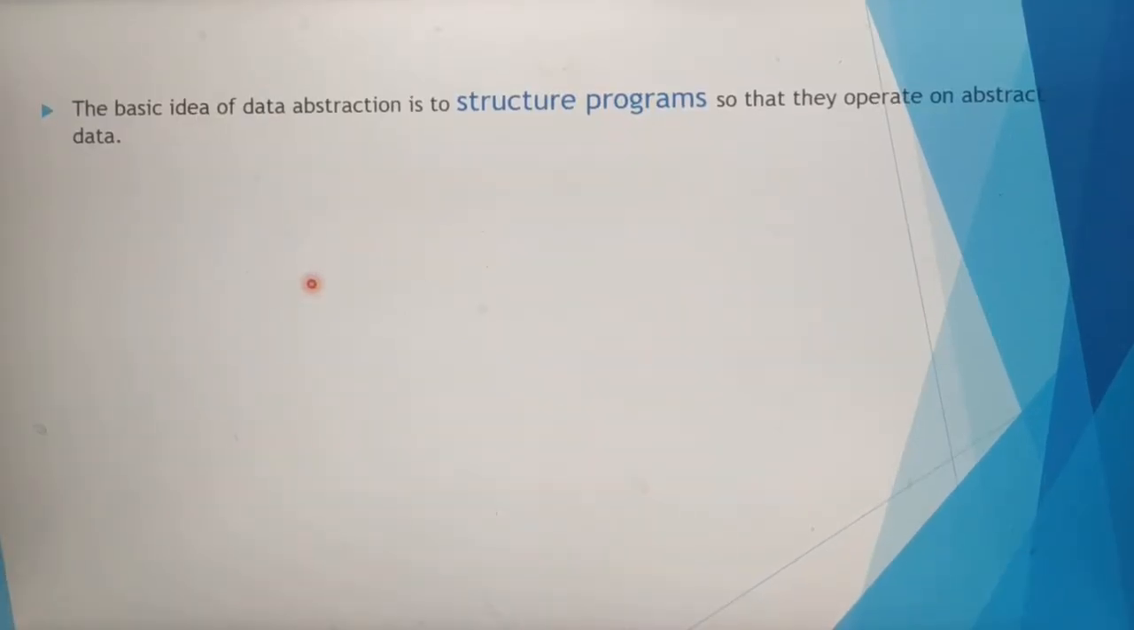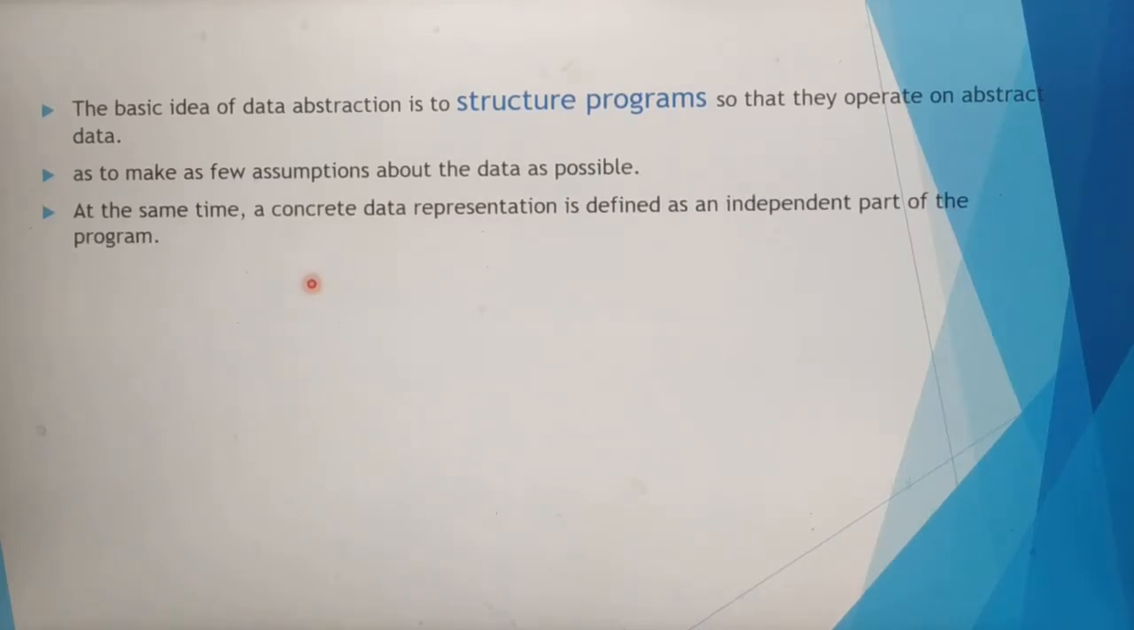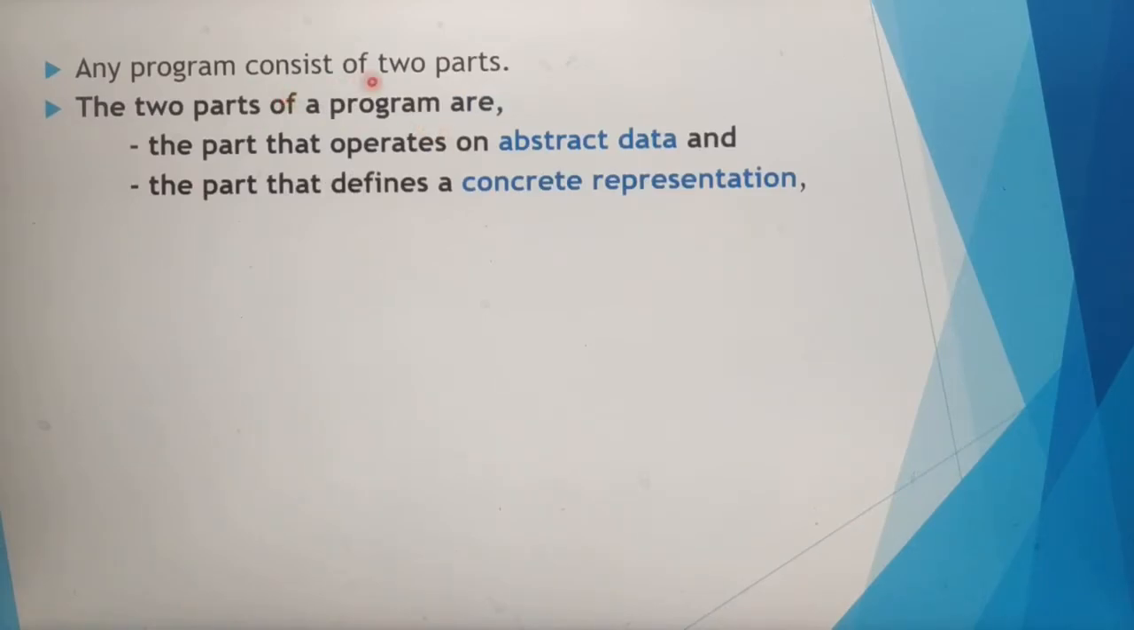The basic idea of data abstraction is to structure programs based on a few assumptions. Based on these assumptions, we give only the basic structure of the program, which is called data abstraction. But concrete data is totally different. Concrete data explains each individual part. Here, representation is defined as an independent part of the program. It explains how each and every abstraction is implemented, which is called concrete data representation.